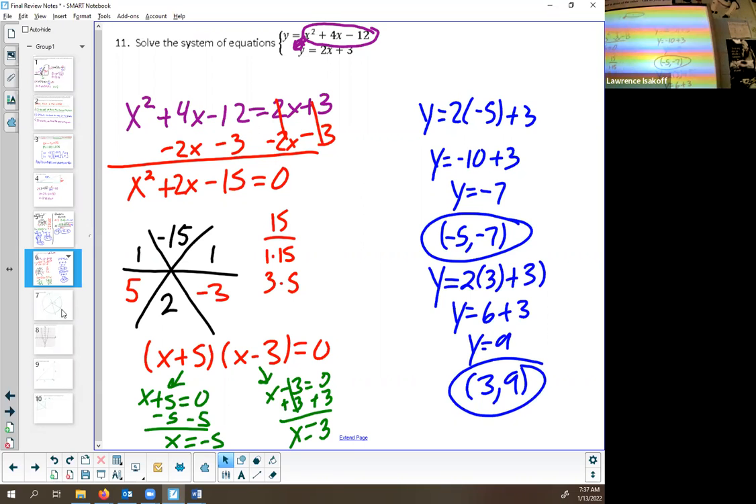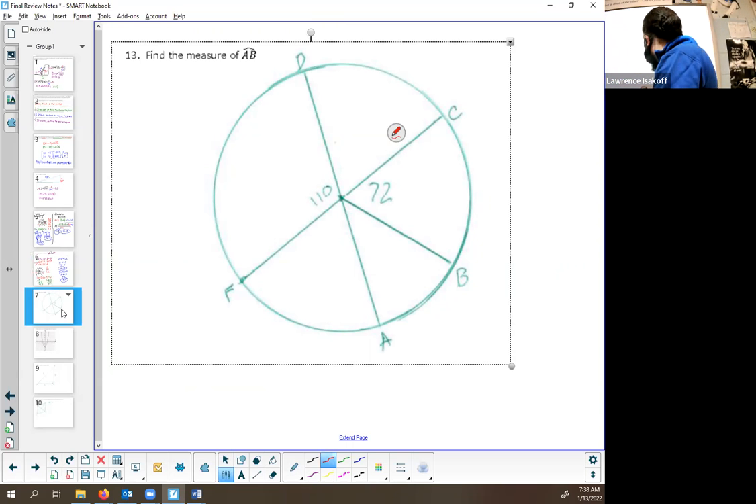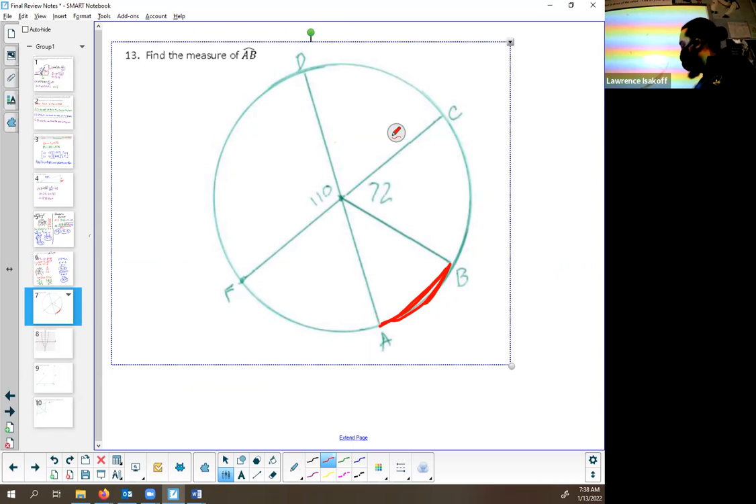Okay, let's move on. That was number 11. Let's look at number 13. So number 13, my goal is to find this right here. I want arc AB. I know that this is 110, this is 72. So now it's just a matter of trying to piece together all my information.